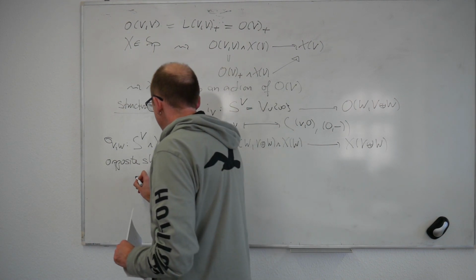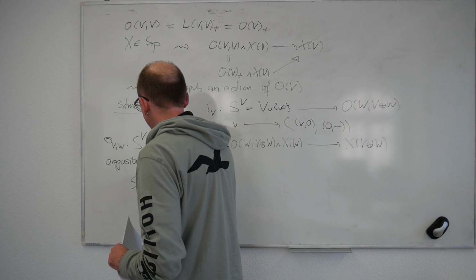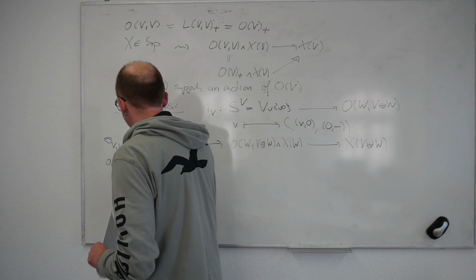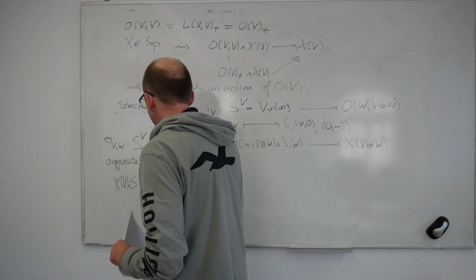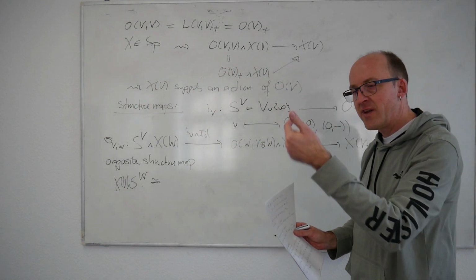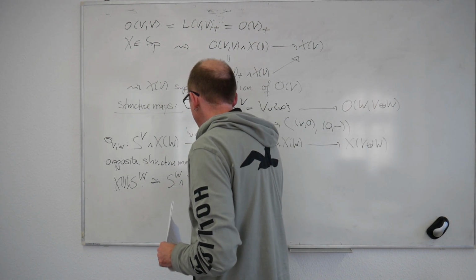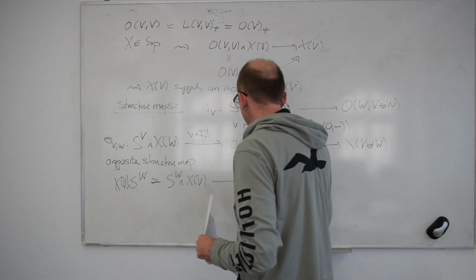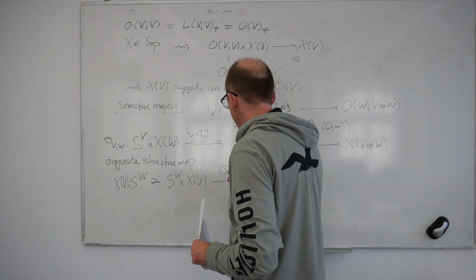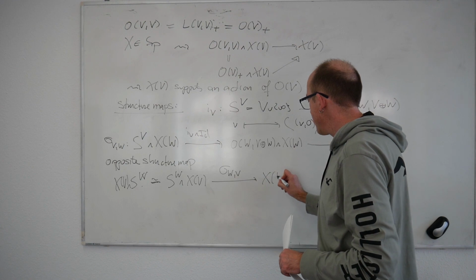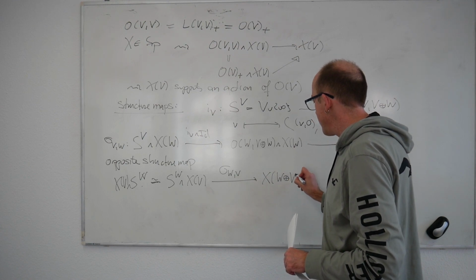And this I simply define as follows. I go from X of V smash SW. I use the twist homomorphism that flips the two factors to get me to SW smash X of V. Then I use the previously defined structure map, but now for WV instead of VW. This gets me to X of W plus V.